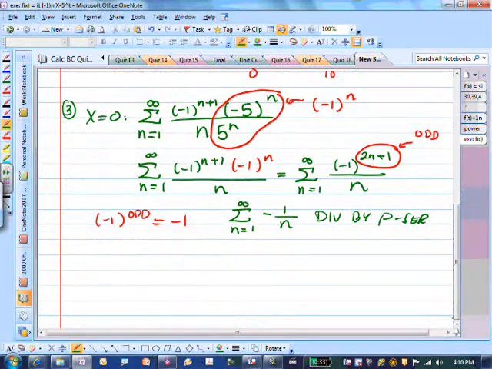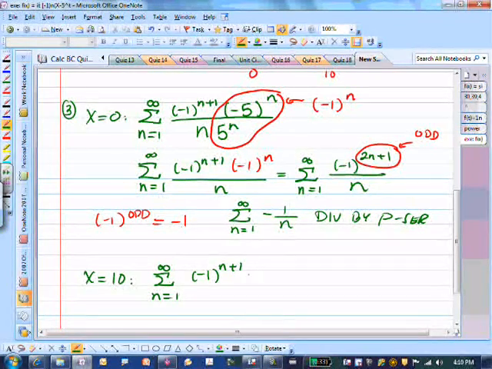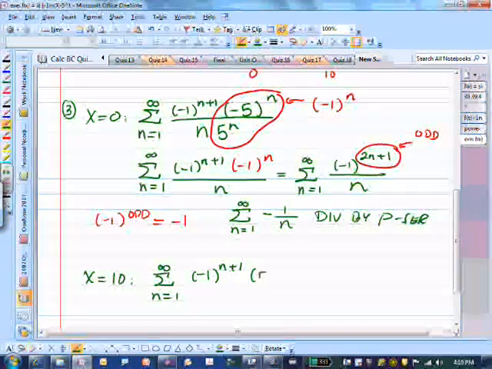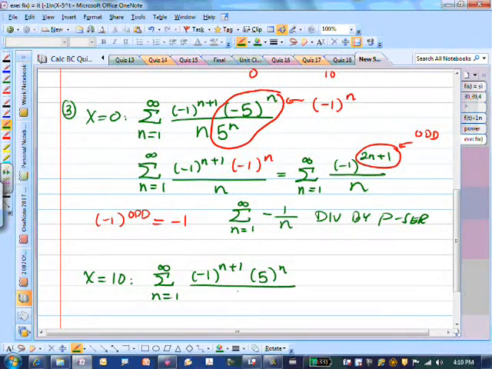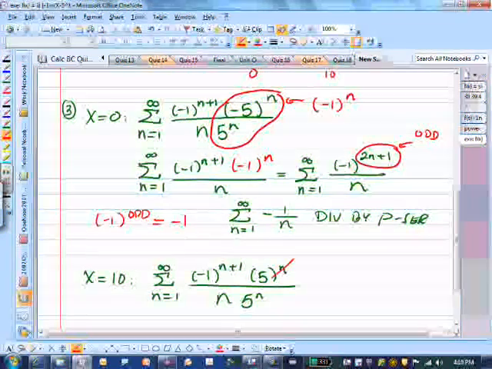So the moral of the story here is you need to be very careful as you simplify. Now let's plug in 10. So I get the negative 1 to the n plus 1. It was x minus 5, so now it's going to be 10 minus 5, which is 5 to the n, and then I have n times 5 to the n. This one, there's no issues. You can just cancel those out.